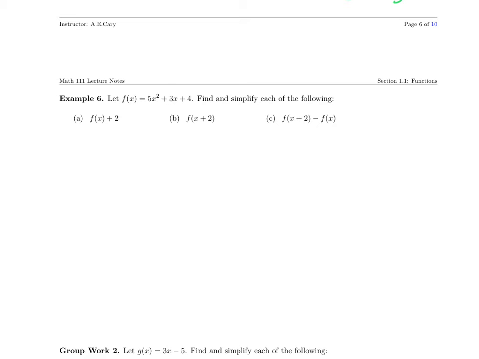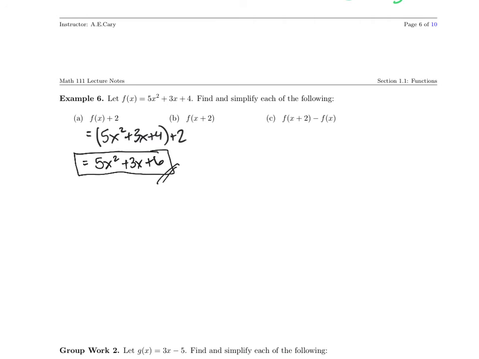So now instead of operations of functions, we're going to be plugging things into different functions or manipulating them in certain ways. So for instance, part A says f of x plus 2. So I'm going to take the entirety of f of x and just add 2 to it. So I take all of my f of x, so 5x squared plus 3x plus 4, and I'm going to add 2 to that. So this becomes 5x squared plus 3x plus 6. And that is my answer.